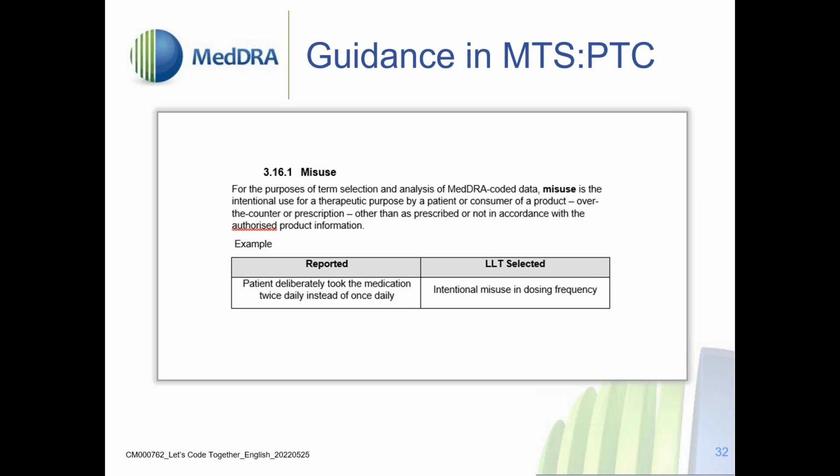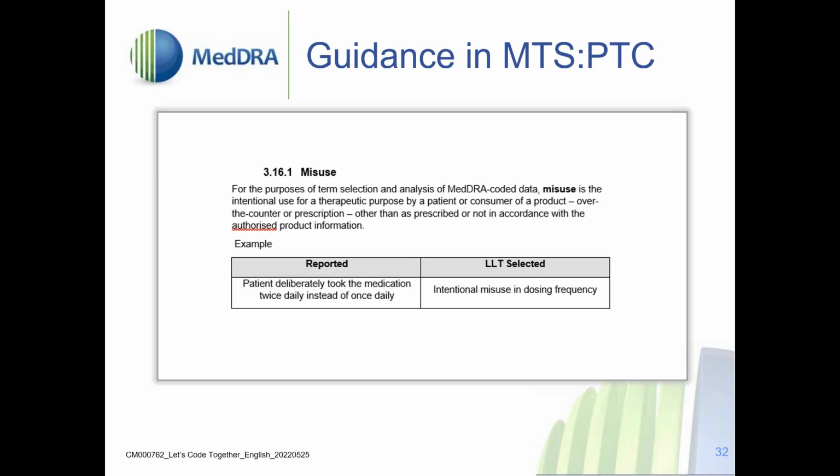So let's have a look at what we're told in the points to consider. One of the terms I gave you in the multiple choice was intentional misuse. If this phrase is new to you, let's have a look and see what the points to consider says. For the purposes of term selection and analysis of MedDRA-coded data, misuse is the intentional use for a therapeutic purpose by a patient or consumer of a product. It could be over the counter or prescription, but it's something which is other than as prescribed, not in accordance with the authorized product information.